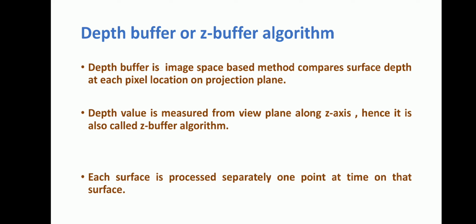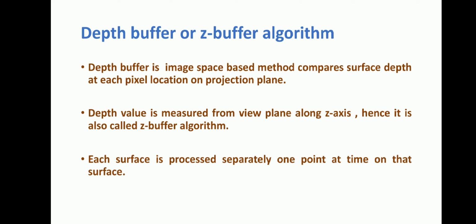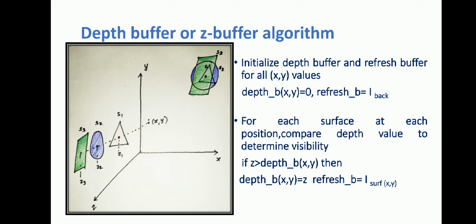In the depth buffer algorithm, each surface is processed separately. If there are three or four surfaces, the first surface will be processed, then the second, the third, and the fourth, and accordingly for each position we calculate the final value. Each surface is processed separately, one point at a time on that surface. We will discuss it in detail.